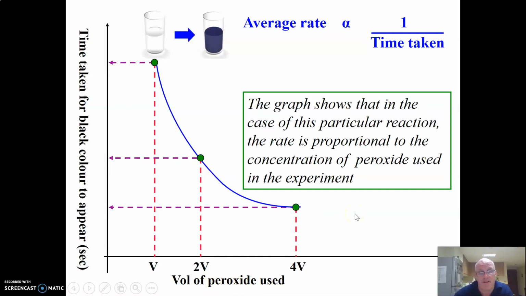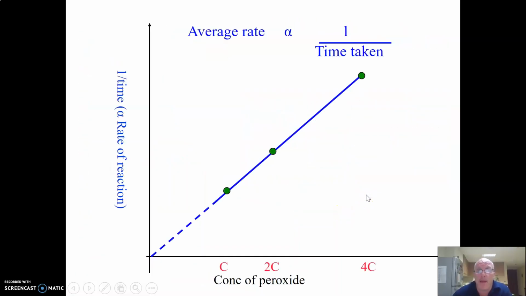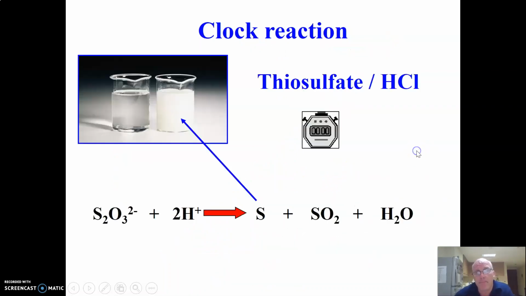Yeah, this particular graph is showing that the rate is proportional to the concentration of peroxide. And if you plotted 1 over time, which is proportional to rate, against the concentration, you get a straight line, proving that the rate of reaction is proportional to the peroxide concentration.